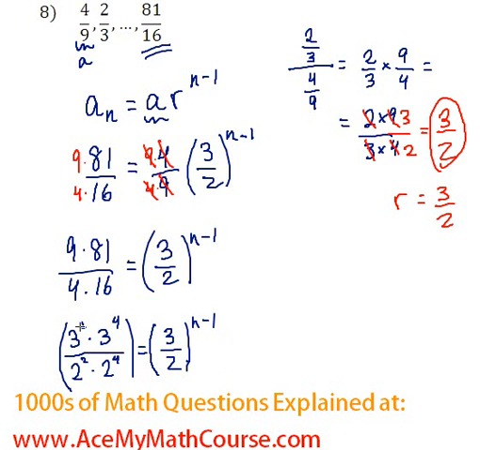Great. So now what's going to happen here? I can combine the 3's, right? If I'm multiplying them, I can add the exponents. So over on the left-hand side of the equation, I get 3 to the power of 6. And can do the same with the 2's. 2 plus 4 is 6. And that's equal to 3 over 2 to the power of n minus 1.